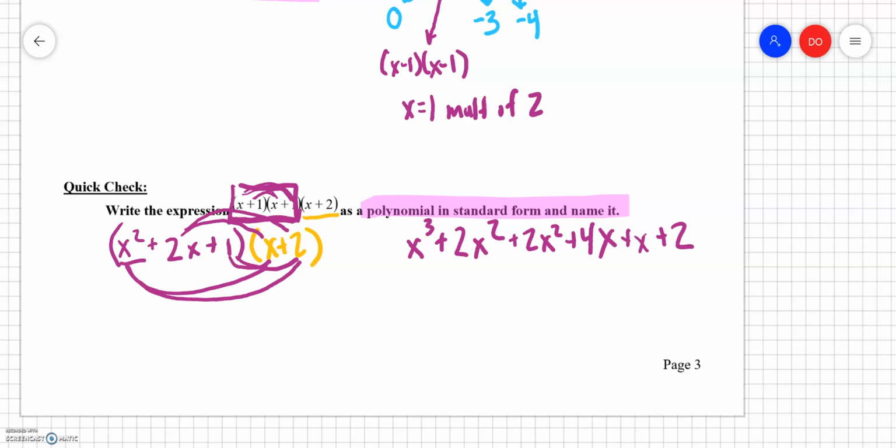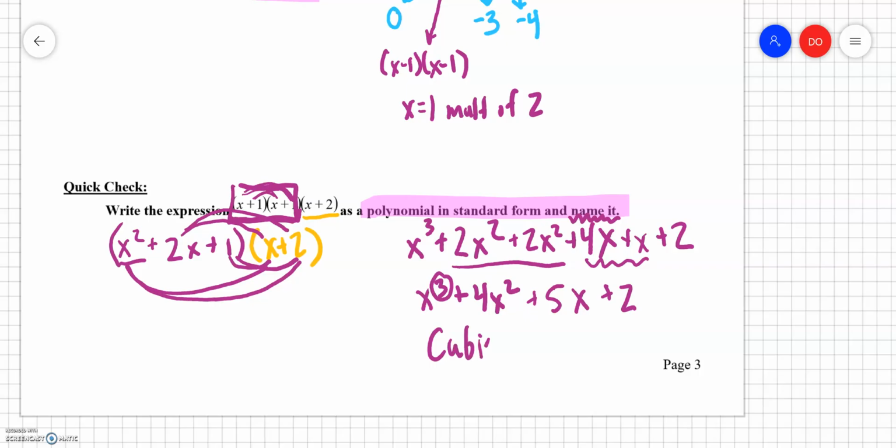And then lastly, we want this in standard form, so I'm going to combine my like terms. Here's 2 quadratic terms, so we'll combine those into 4x squared. Here's 2 linear terms, that'd be a total of 5x's with an addition of 2 and an x to the third at the front. And then the last part, we have to name this thing, which really means classify. We have a degree of 3, which means we have a cubic function, and we have 4 terms, so we'd call that a polynomial with 4 terms.